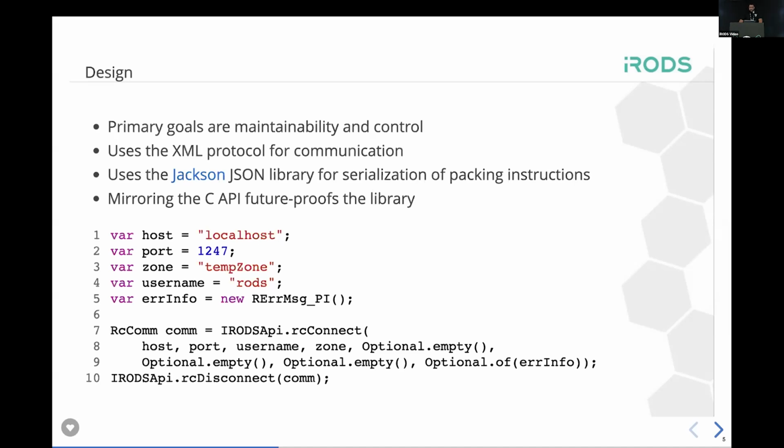At the very bottom of this slide, you'll see an example of what this looks like. In the C API, we have two functions called rcConnect and rcDisconnect. These are modeled just like in the C and C++ libraries. So everything is here. We also have the same data types as much as possible.